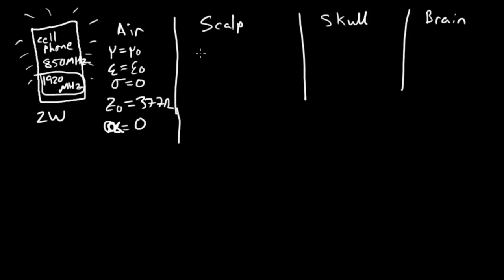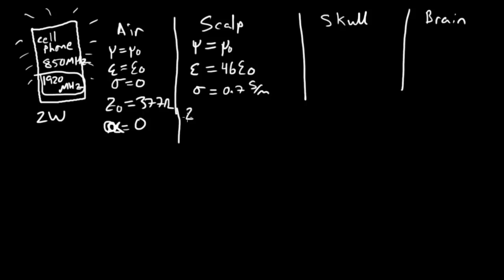For the scalp, I'm digging these values up from the web. I don't have the sources with me right now, but you can double check them. The permeability is mu naught. That makes sense because it's not a magnetic material. The permittivity is 46 times epsilon naught. The dielectric constant is 46. The conductivity is 0.7 Siemens per meter.